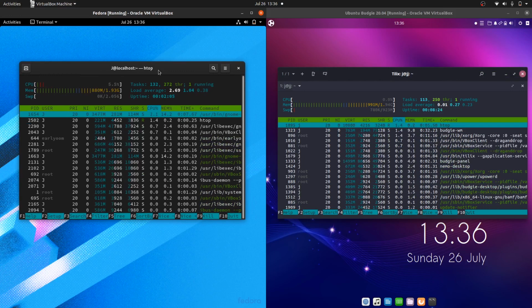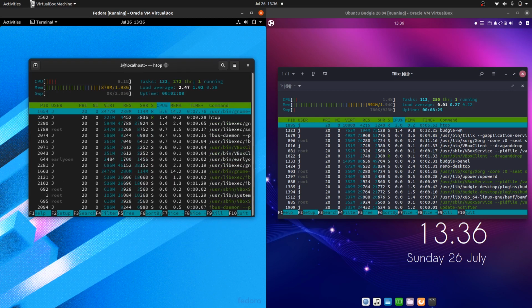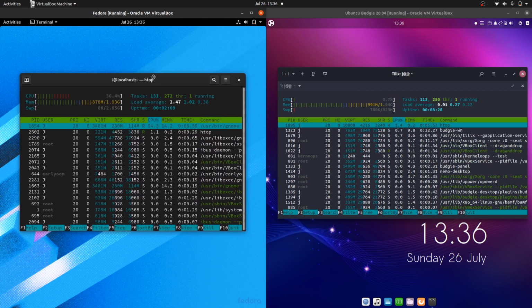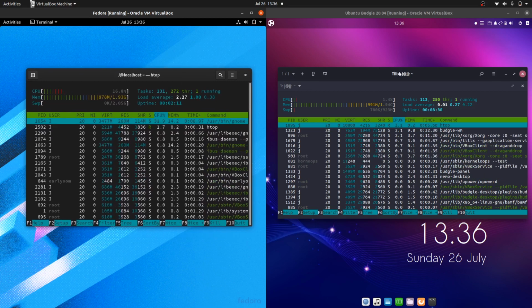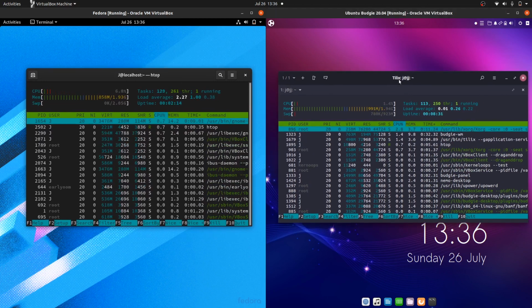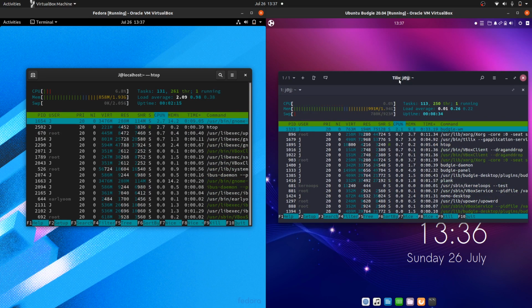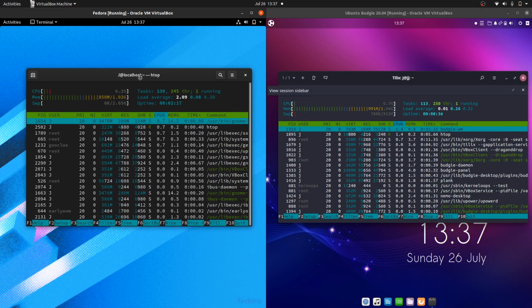This is just a quick and fun video to show you a hardware resource usage comparison between Fedora 32 on the left and Ubuntu Budgie 20.04 on the right. Both are the latest releases of each of the operating systems.